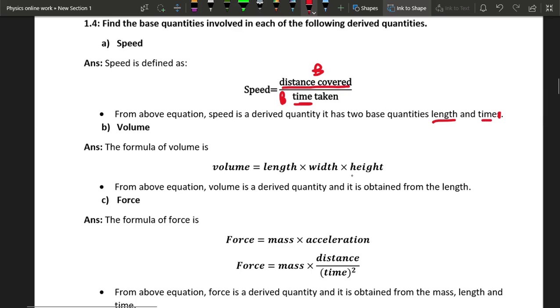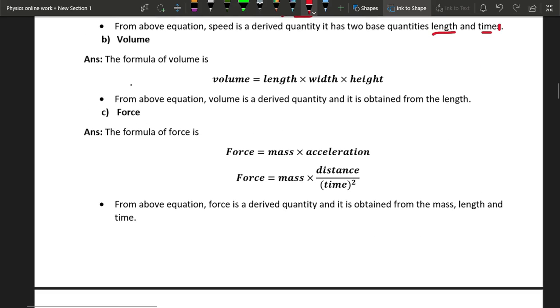Okay. Now volume is defined as volume equals length into width into height. Now width is also a length between 2 points and height is also a length. So it means that volume is a derived quantity and it is obtained by multiplication of lengths.